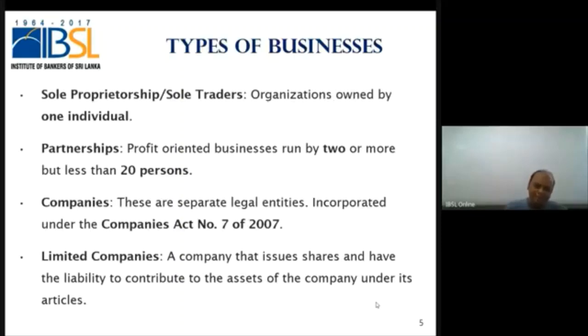Why? They are incorporated under the act known as the Companies Act number 7 of 2007. So the regulatory act which is governing companies as of now is the Companies Act number 7 of 2007, which is very important as far as your examination is concerned, because this will be learned throughout this course. So you may come across certain regulations; those are enacted by way of this Companies Act number 7 of 2007.